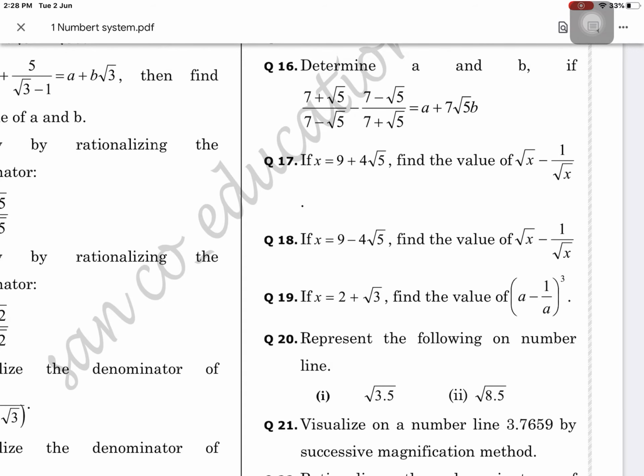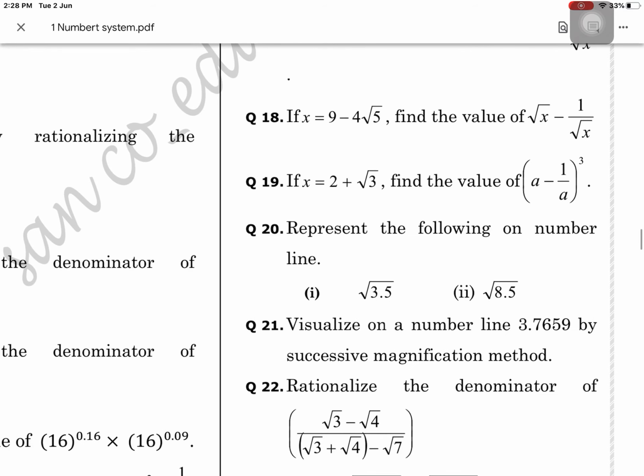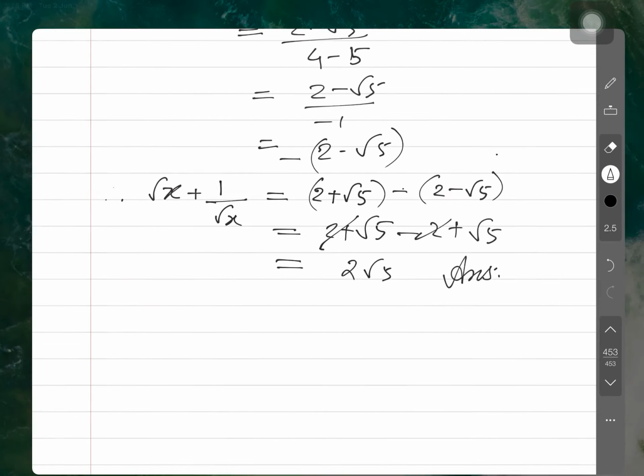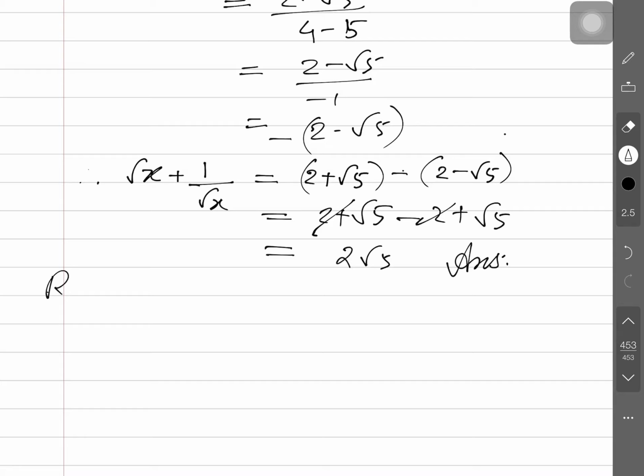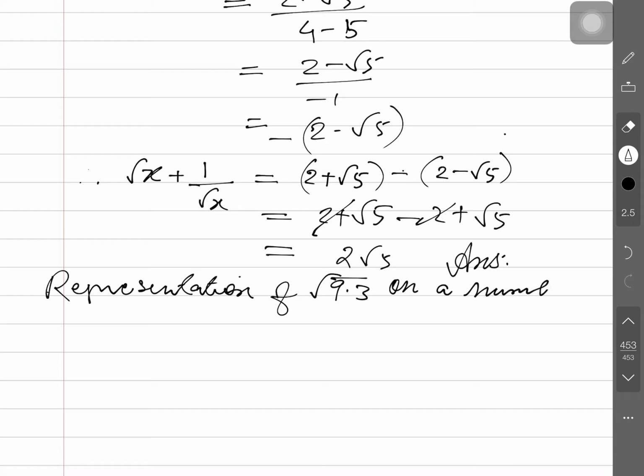So, see guys, I just got this root 20th question, so I have to remember this. You asked me on WhatsApp how root 9.3 is to be represented. Okay, so I am telling you how root x is to be represented. Representation of root 9.3 on a number line.